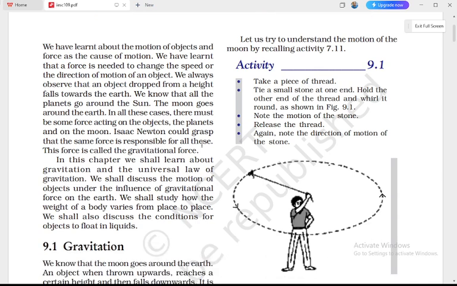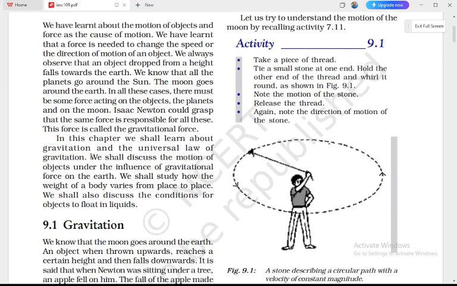Isaac Newton grasped that the same force is responsible for all of these, and the force is called the gravitational force. In this chapter, we shall learn about gravitation and the universal law of gravitation. We shall discuss the motion of objects under the influence of gravitational forces on the earth. We shall study how the weight of a body varies from place to place. We shall also discuss the conditions for objects to float in liquids.